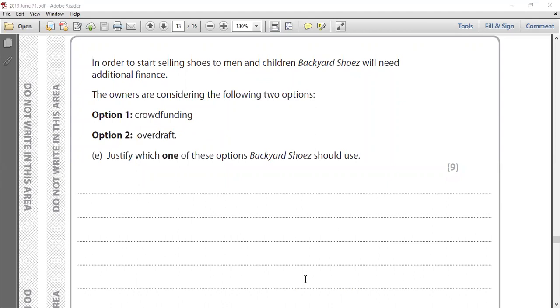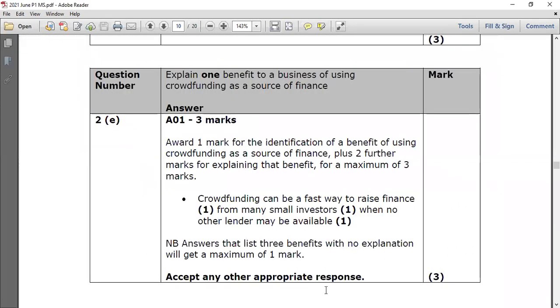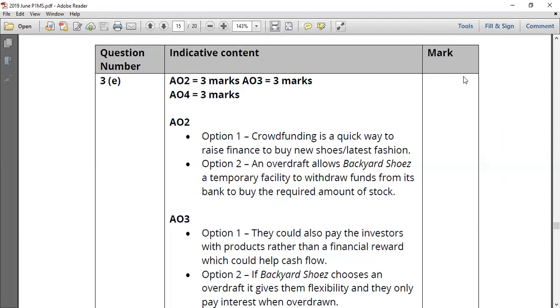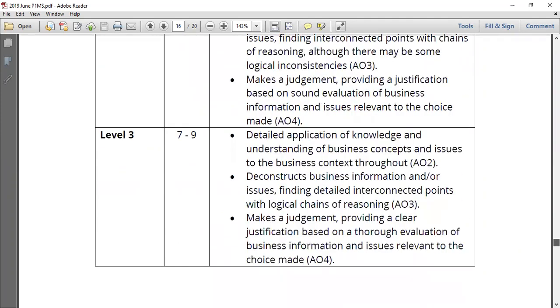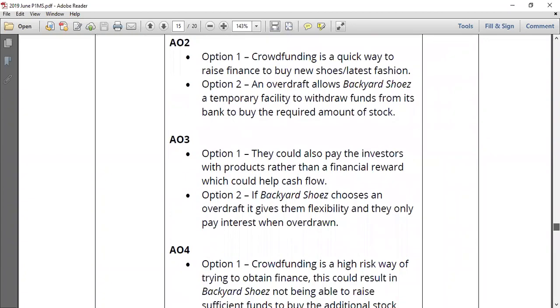This is the June 2021 Paper 1 mark scheme. You can see crowdfunding here. AO2, application 3 marks, AO3, analysis 3 marks, AO4, evaluation 3 marks. It's basically level-based marking, level 1, level 2, level 3. In order to reach 9 out of 9, you have to write a level 3 answer. Level 3 means your application must be level 3, analysis must be level 3, evaluation must be level 3, with interconnected points, everything. The structure is 2 advantages, 2 disadvantages only.